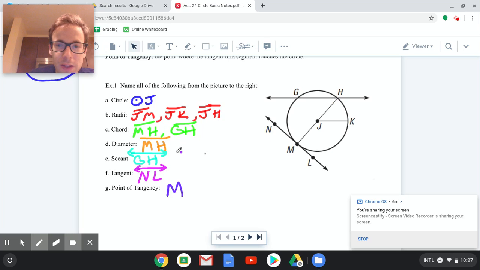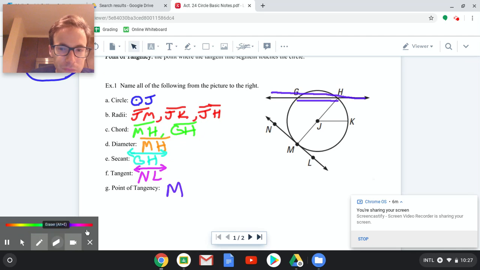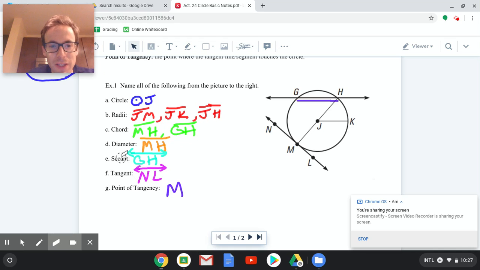And then, if you look at the top right here, you could consider just this segment right here, segment GH, as a chord GH, if you're just talking about that specific part of that line. Or you could call that whole line a secant. And so I have that mentioned for secant GH and also chord GH.